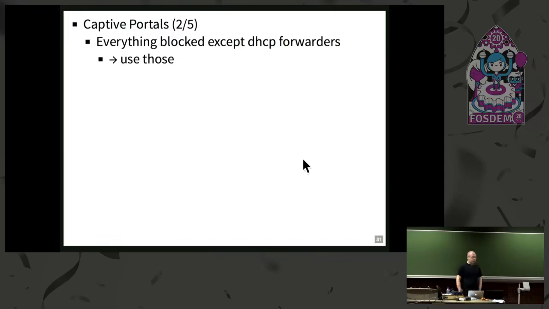So you find yourself behind a captive portal, you need to agree to the terms and conditions, and what the thing does, it completely blocks you off from the internet. You can only talk to the DHCP forwarders. Well, fine, talk to those, and you're done. This is simple.